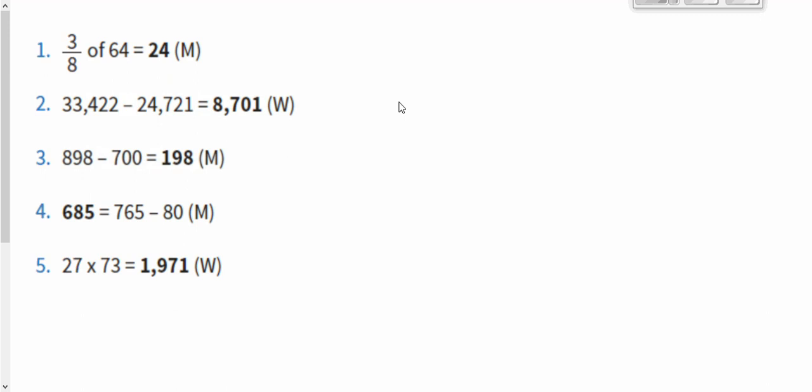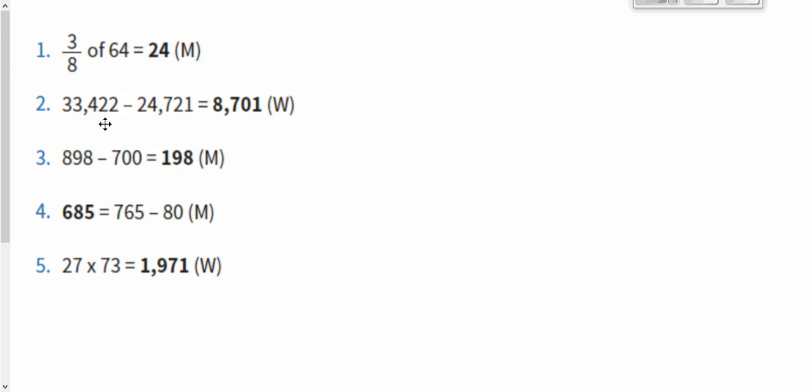The first one, 3/8 of 64. Okay, that was a mental one because we say how many 8s go into 64, or 64 divided by 8 quickly, and it is 8. And then we look at the numerator, which is 3. We do 8 times 3 to give us 24.